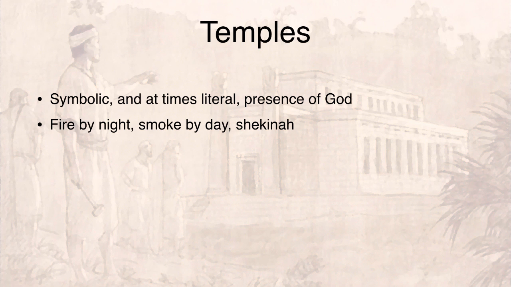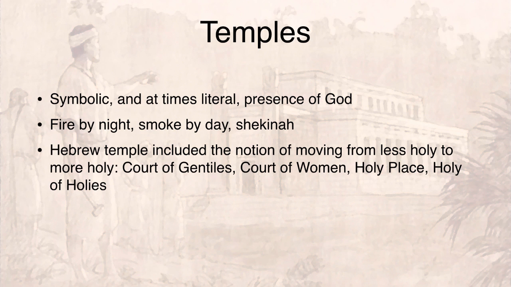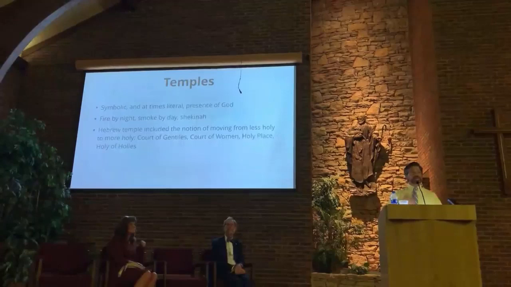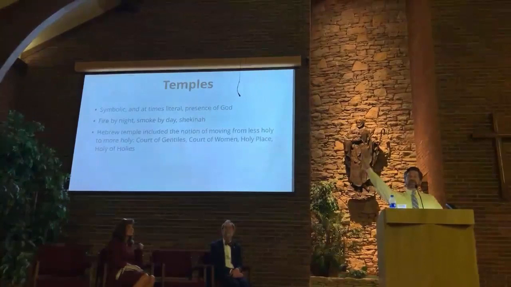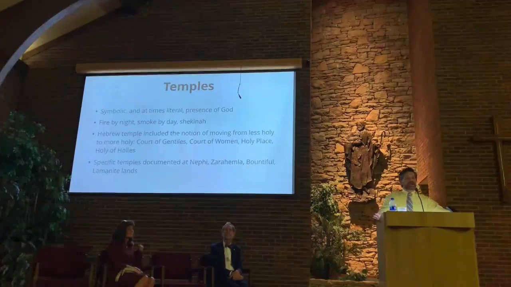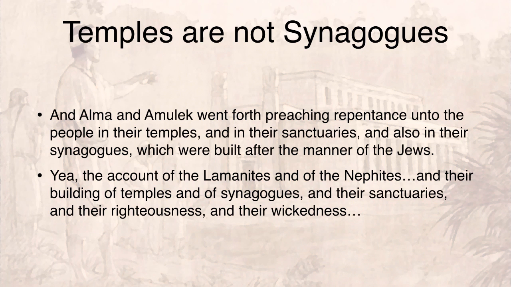The Hebrew temple included the outer court for Gentiles, the inner court for women, the holy place for priests, the Holy of Holies once a year for the high priest, ascending levels of holiness. The Nephite temples were patterned on that, ascending levels of holiness. Look at the Community of Christ temple downtown, the ascent in the very architecture of the building. The temple is designed as a tool to teach about ascending into the presence of God. And temples were not synagogues. I'll skip that. In the Book of Mormon, it's clear they're different.